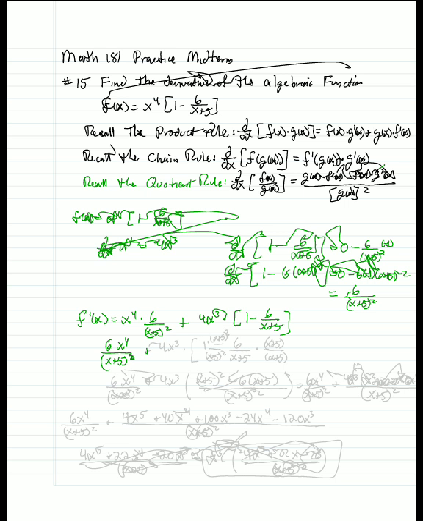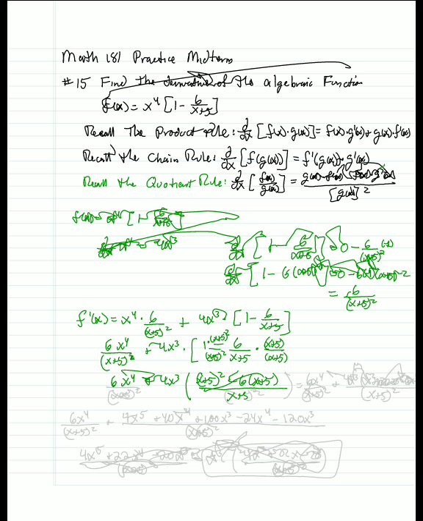Plus 4x cubed times 1 minus 6 over x plus 5. Now, I'm going to multiply this by x plus 5 over x plus 5, giving x plus 5 squared over x plus 5 squared. The idea is that we have x plus 5 squared as the common denominator. So we'd have 6x to the 4th plus 4x cubed times x plus 5 squared minus 6 times x plus 5, all over x plus 5 squared.